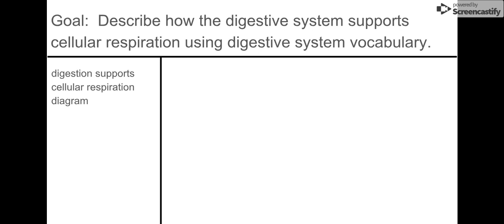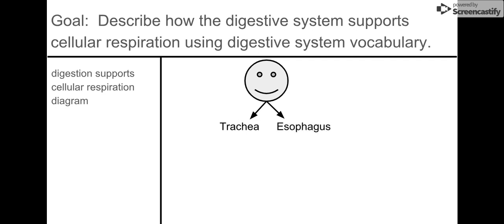Here is a diagram that's going to describe this whole process in less detail. So not sentences, but a drawing. So let's start off with our little happy human. The happy human is going to have two tubes leading out of their mouth. Tube number one is going to be your trachea. Tube number two is going to be your esophagus. These two tubes are going to be separated from each other by the epiglottis.